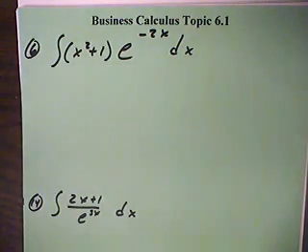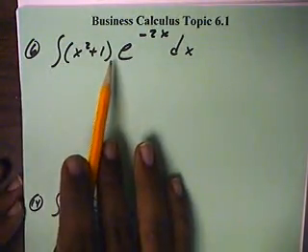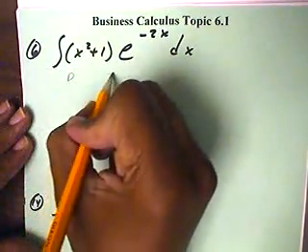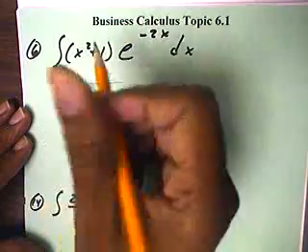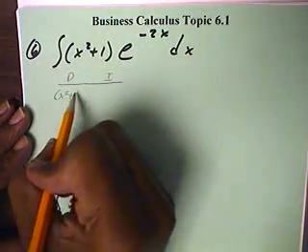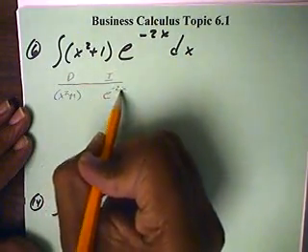Business Calc, topic 6.1. Okay, we want to take the integral of this and we're going to use integration by parts. So we need one portion to be the derivative, the other piece to be the integral. So I'm going to take this part to be the derivative, x squared plus 1, and the antiderivative will be the e to the negative 2x.